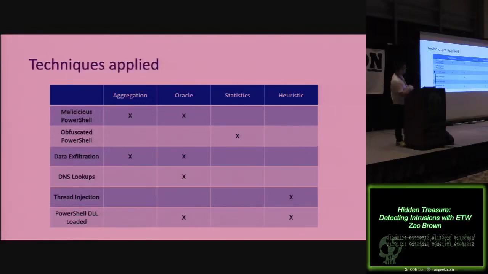Obfuscated PowerShell, that's the statistics model. Data exfiltration, aggregation. And actually, we use the oracle too, because we don't really care about tracking the data that's moving within the network. We care when the data leaves the network and goes outside of the data center. So we're whitelisting all of our internal traffic. DNS lookups, that again is an oracle, right? You may have a passive DNS list that tells you what sketchy domains are out there. Thread injection, heuristic, and then the PowerShell DLL loaded is also a heuristic, as well as an oracle, because you have an allow list of processes allowed to do this.